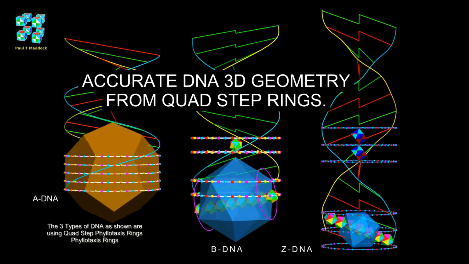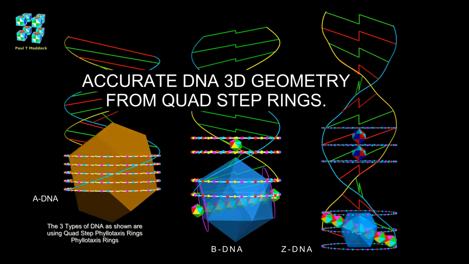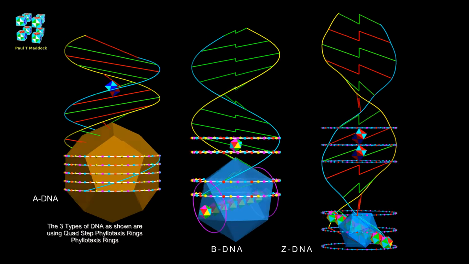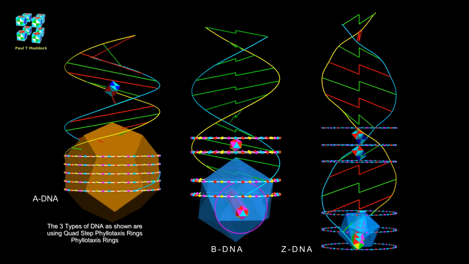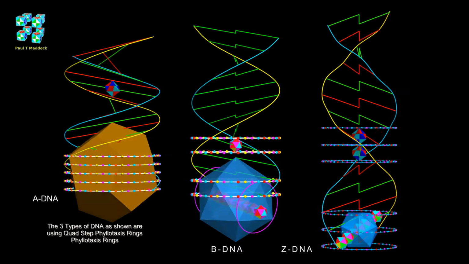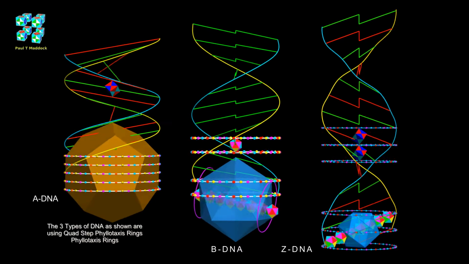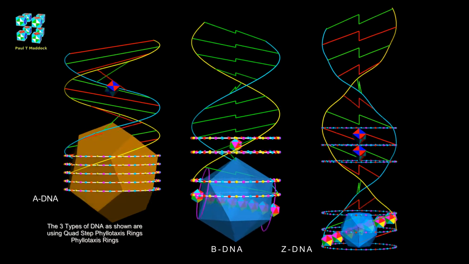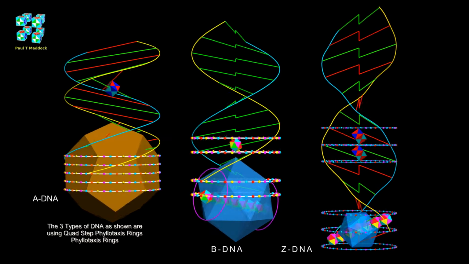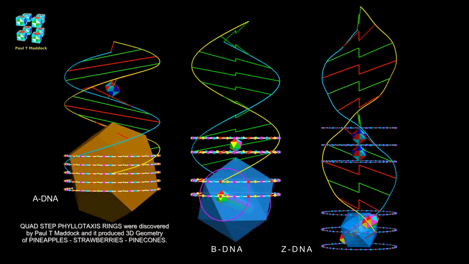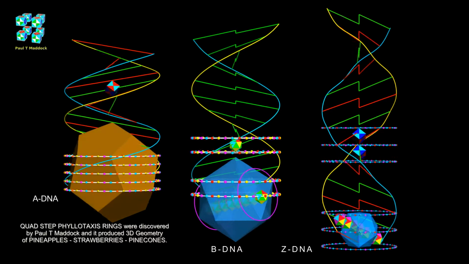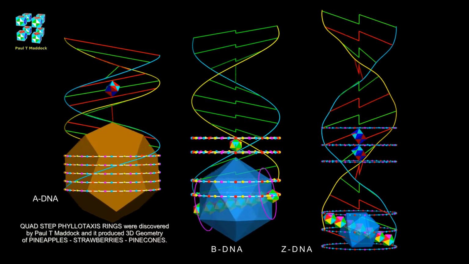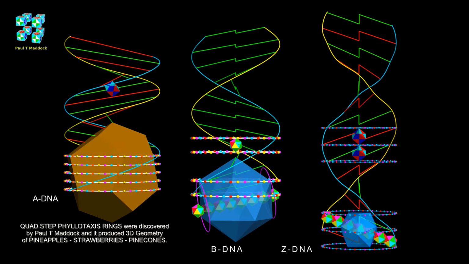I found that by using rings of 40 colored balls and using 4 different colors, I was getting amazing results with 3D geometry. The first thing I tried was the 3D geometry of a pineapple. I first came up with the idea of using 4 different colored balls when I started experimenting with the phi spiral at 137.5 degrees.